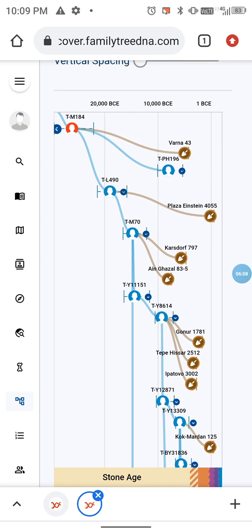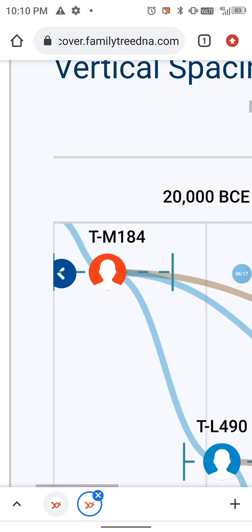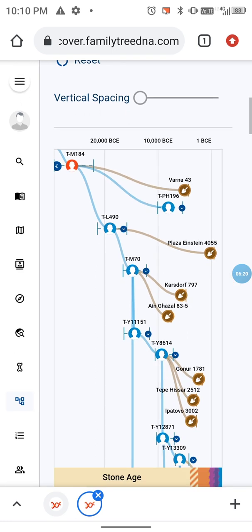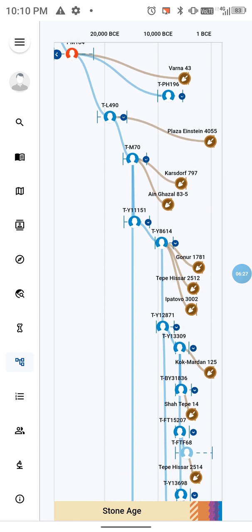This is the Y haplogroup T tree. The mutation that defines it is here at the top, T-M184. And I wanted to also kill two birds with one stone and talk about something, because as we know and we've spoken before, T haplogroup originated and diversified in the Middle East. Yet there are still some people that believe or say that it came from Germany.